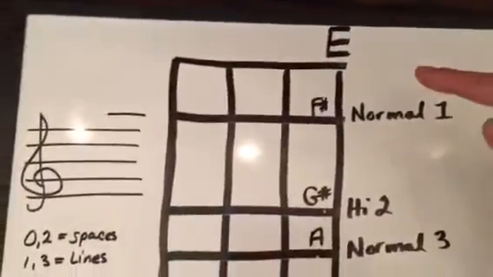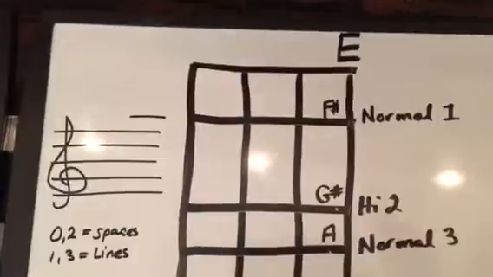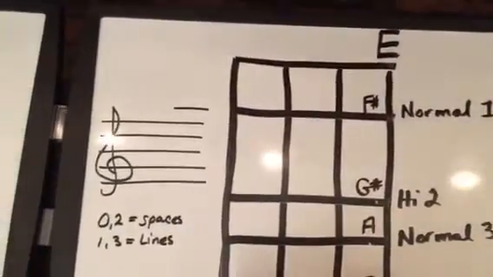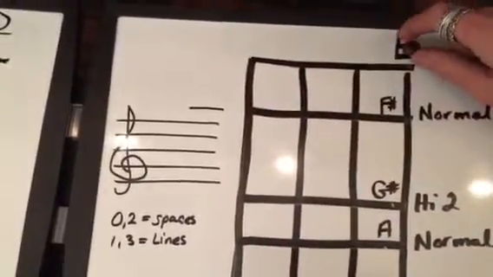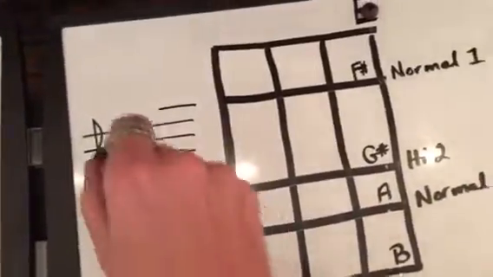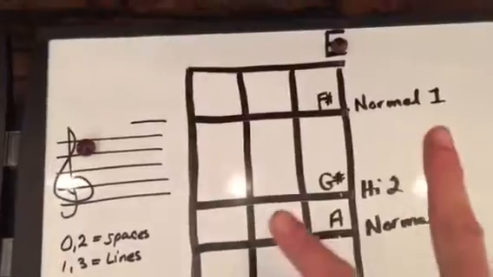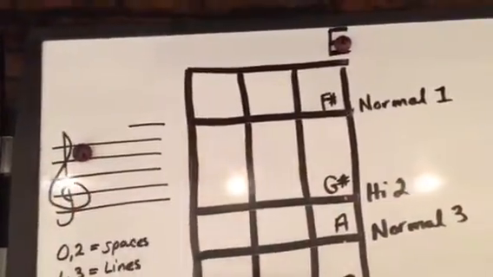So I have listed here a picture of our fingerboard, as if we were looking at an aerial view of our fingerboard. We have open E, so we're going to put an open E, which is our open string, and then we're going to go over to our little staff over here and put our open E. There's our open E. See how those two correspond? So on our spaces is our open E.